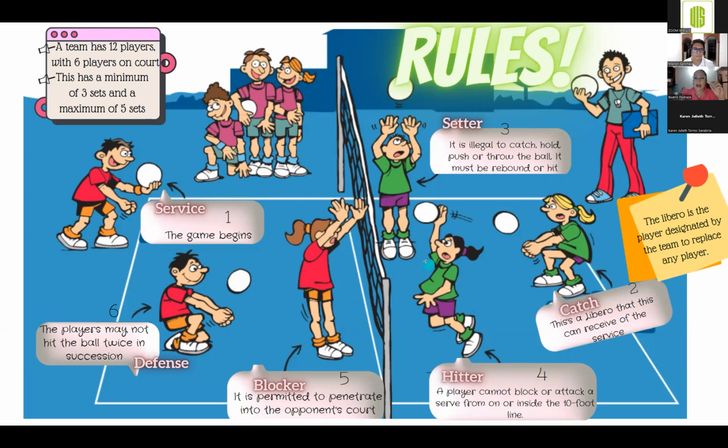In the game, there are six player positions. The first is the service. In general, the game begins or service continues when a point and the set end. Next, it is the libero. The libero can replace the server. The libero is a player designated by the team to replace any player at all times.